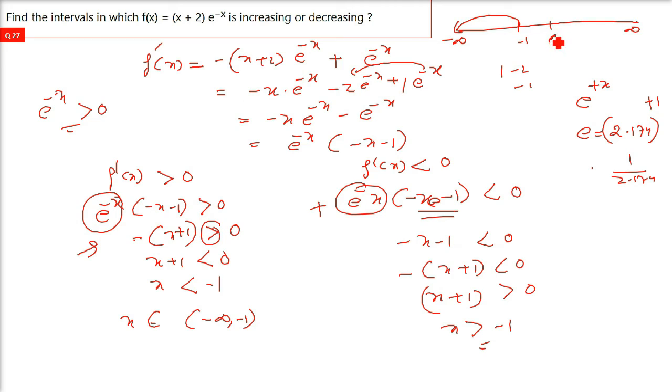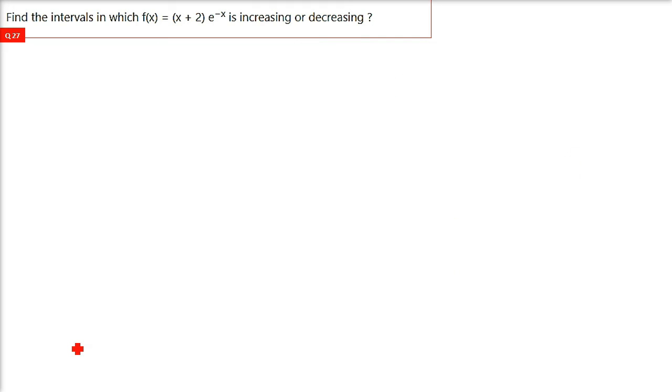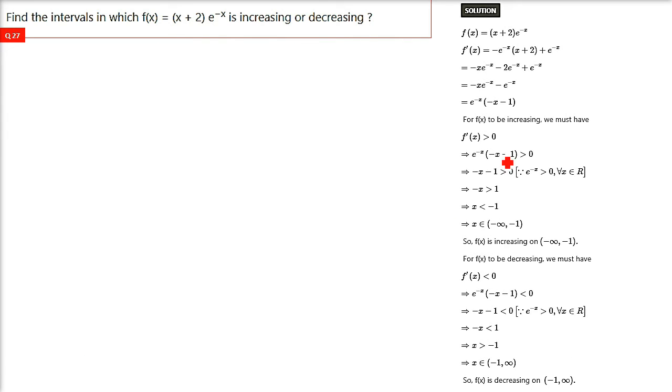So -1 to infinity I am going to write for the decrement, and negative infinity to -1 I will be writing for the increment. These are the two intervals on which this function is going to increase or decrease. This is an important question. It is going to come in the examination, please understand that. Now what will be the solution? How are you going to write it formally? This is the formal solution which you see here. This is the increasing result, this is the decreasing result, and this is how it has come.